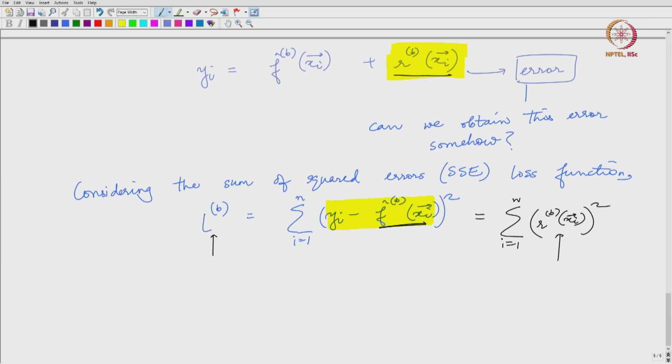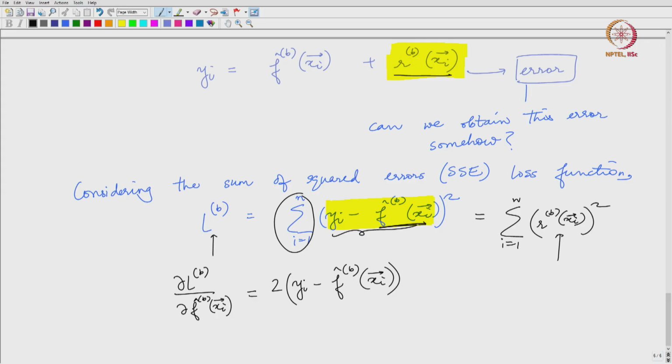Okay. So if you take that derivative ∂L_b/∂f̂_b(x_i), then the summation goes away and what just remains is the ith data point, right. So 2 times (y_i − f̂_b(x_i)) times the derivative of whatever is inside the parenthesis with respect to f̂_b, and that is simply minus 1, because y_i is a constant. If you differentiate that with respect to f̂_b, you get nothing, and if you differentiate the second term, you get a minus 1. So this is a really nice expression. This is just −2 times (y_i − f̂_b(x_i)).